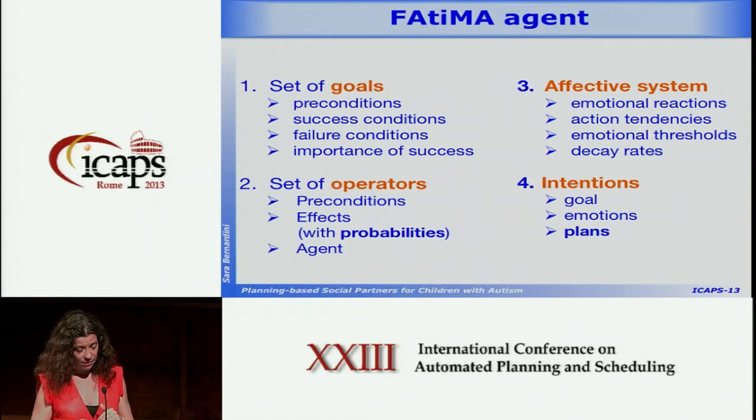And finally, we have a set of intentions, where an intention is composed of a goal, that is the intention to achieve that goal, and then the emotions that are elicited by the desire to achieve a certain goal. So if the goal is something that is considered complicated for the agent, this can elicit fear, for example. And then a set of plans that are all the plans built so far to achieve that goal.